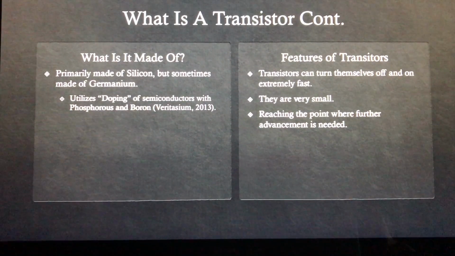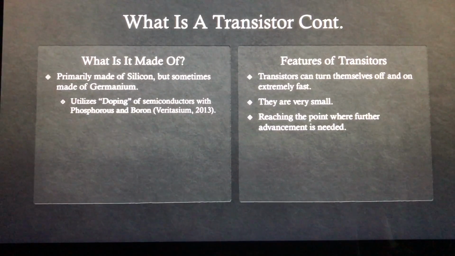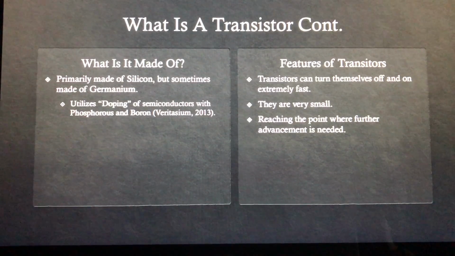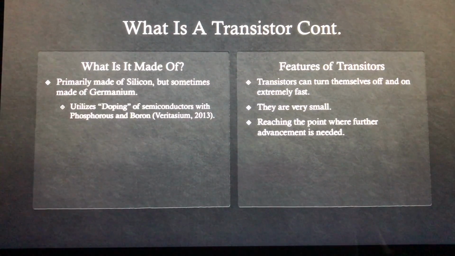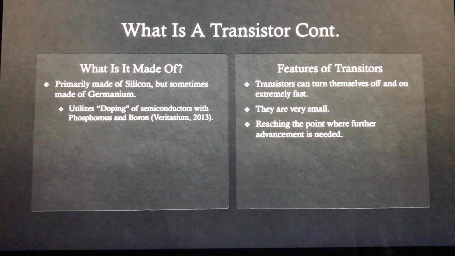A feature of transistors is that they can turn themselves off and on extremely fast. In 2013, it was approximated that transistors could turn themselves off and on about 300 billion times a second.